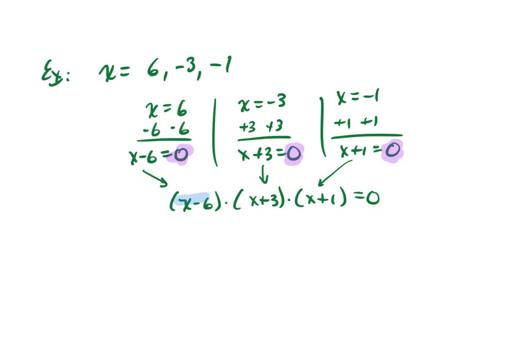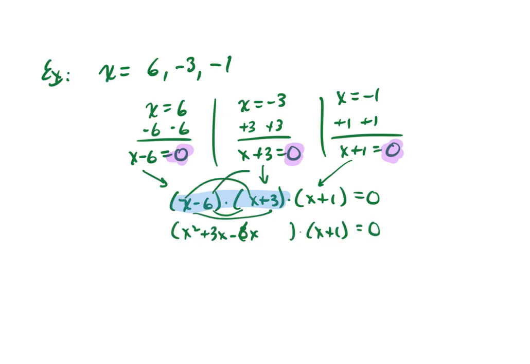And I'm going to choose to start with these two. So to multiply those two together, I'm going to FOIL. Not going to worry about this x plus 1 right now. So I'm going to FOIL, so it'll be firsts, outsides, insides, lasts. And when I put the O and the I together, positive 3 and negative 6 is negative 3.